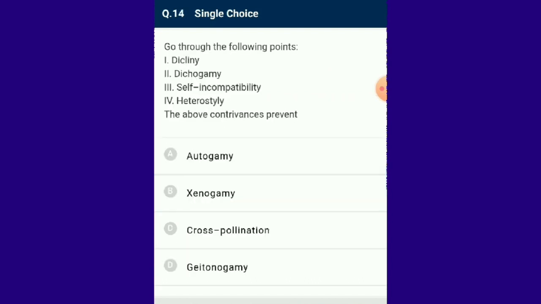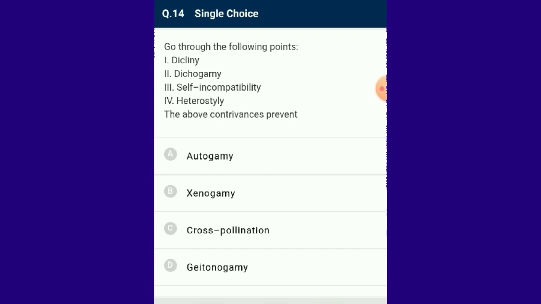Question number 14. Go through the following points. Here there are 4 points given. Above, contrivances prevent. Plants have specific adaptations, or so-called contrivances, for allogamy. Some of these contrivances for allogamy, that means cross-pollination, are dicliny. It's a condition where the plant produces unisexual flowers. If both male and female flowers are produced on the same plant, it is called monoecious, like cucurbita. If there are separate male and female plants, it is called dioecious, like papaya. In some plants like passiflora, pollens do not fertilize on the same flower stigma. This is called self-sterility.